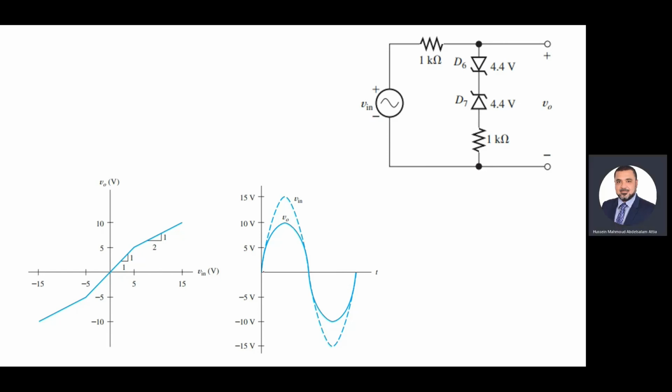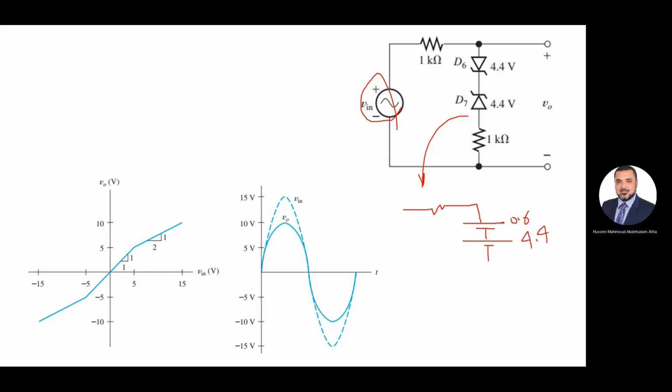When the input is positive, look at the input. The input has a maximum of 15. The current will go this way. So what will be the new circuit when the input is positive? The first diode is replaced by forward bias, so we have 0.6. The second diode is replaced by breakdown, second zener, sorry, 4.4. And then we have R. This is the circuit.